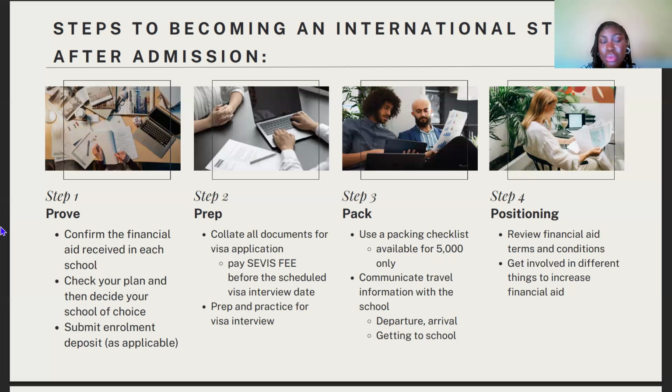The housing deposit, some schools now would include that in your enrollment deposit. While some schools have the enrollment deposit, they also have the housing deposit. Without the housing deposit, you cannot pick the rooms that you want. Make sure that when you're picking the rooms that you want, look for something that is open during the breaks if you don't have family in the US.